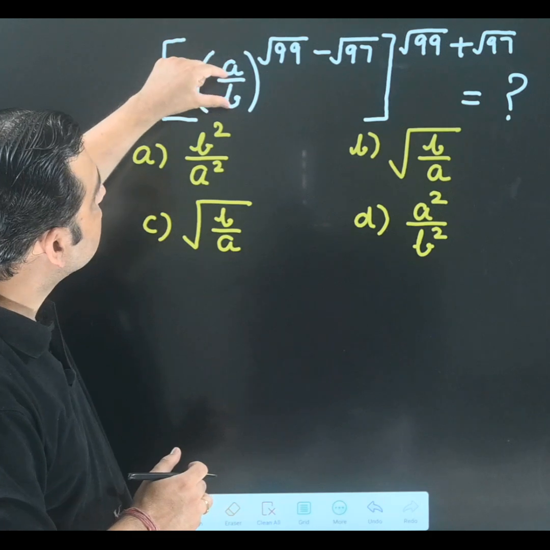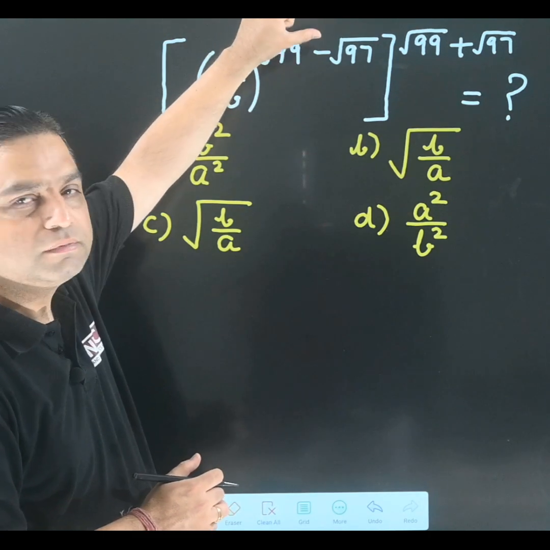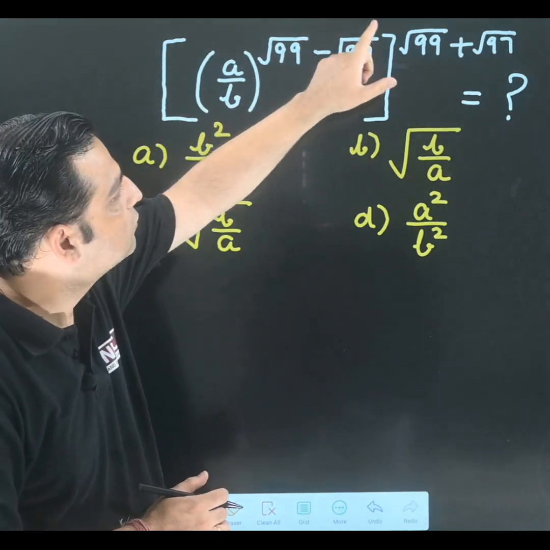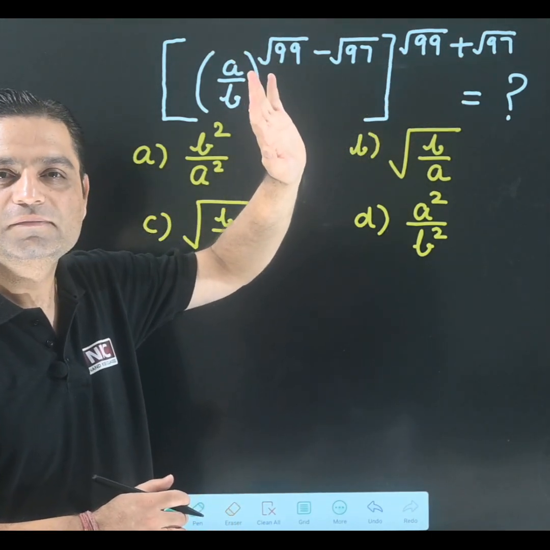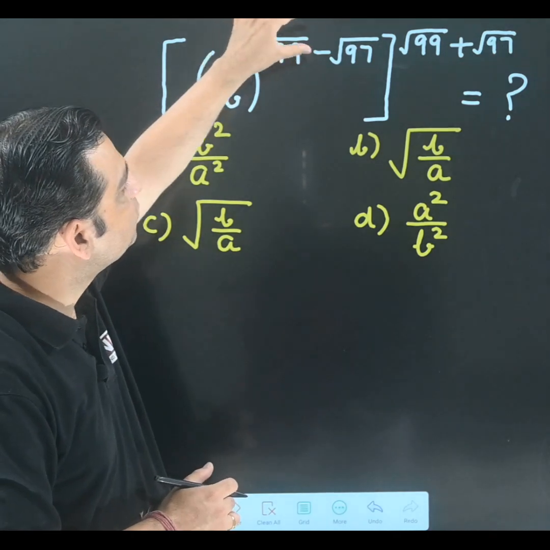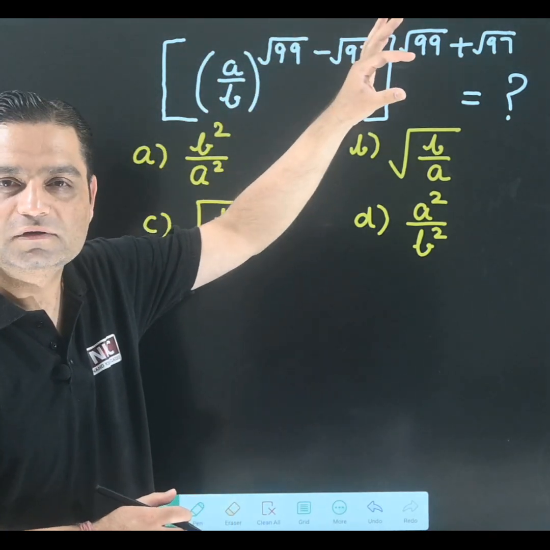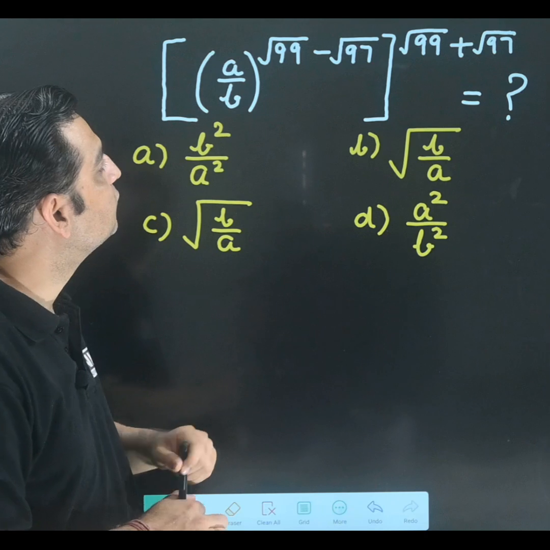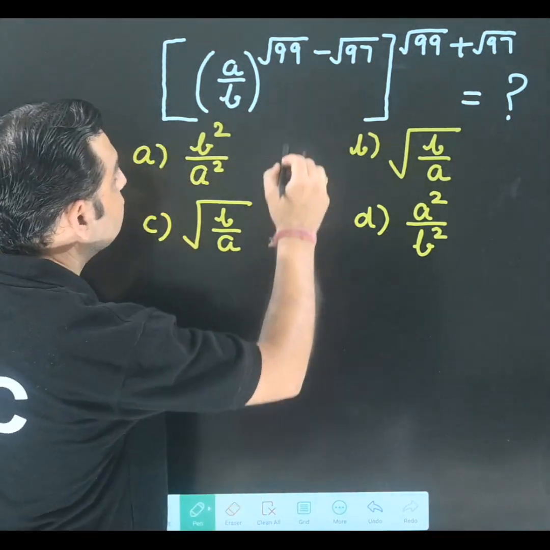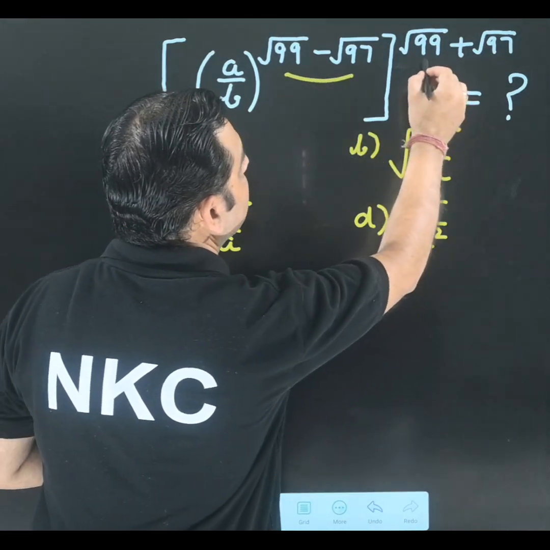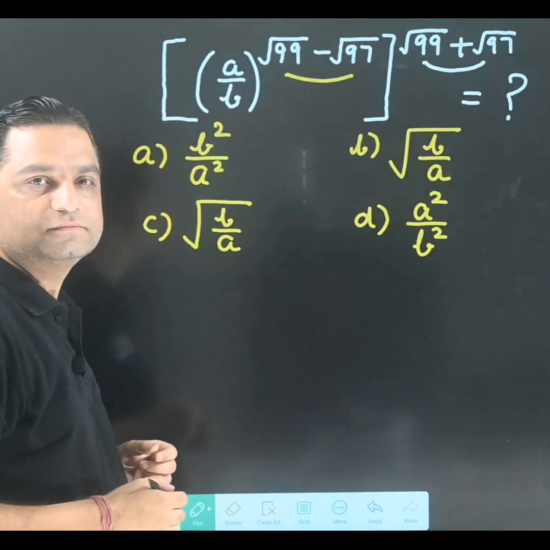Firstly, (a/b) to the power of (√99 − √97), again to the power of (√99 + √97). Looking at the exponents, the question seems to be difficult, but check it carefully, there is a pattern formed. If you see carefully, this is a minus b and this is a plus b.